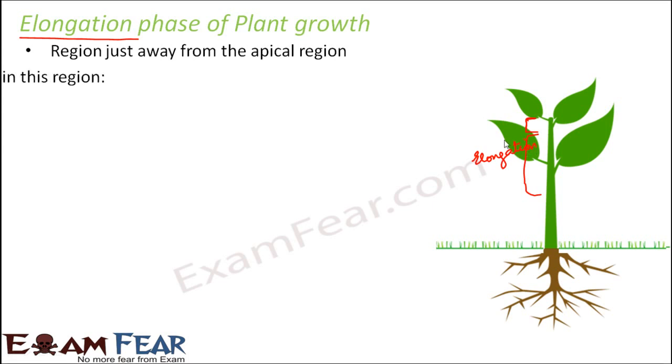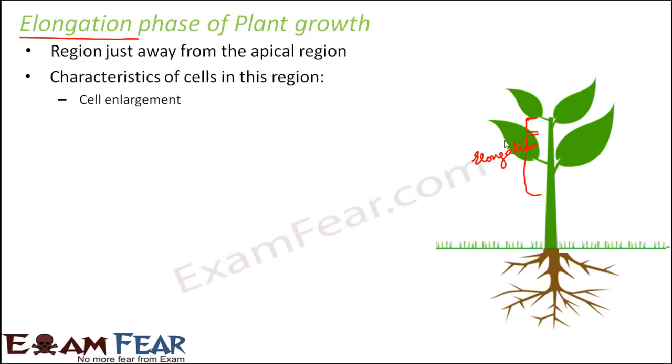So what happens here? The cells in this region enlarge. So when the cells enlarge, what will happen? Elongation will happen. That is lengthening of the stem. The stem length will increase. New cell wall deposition, because here in this case the cells are not going to divide. The cells are only getting enlarged. So the cell wall deposition will also be there. Increased vacuolation. What do we mean by vacuolation?